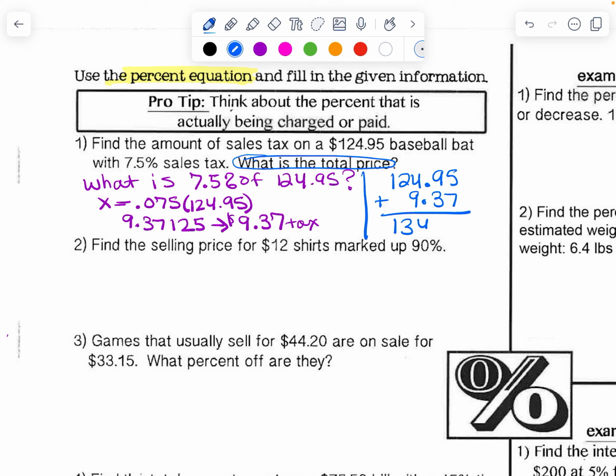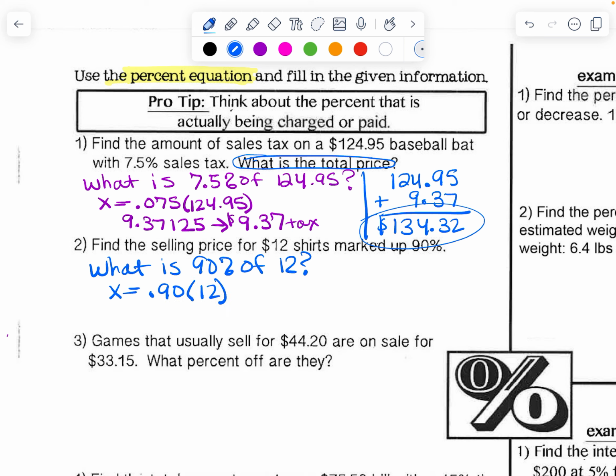All right, question number 2 says, find the selling price for $12 shirts that are marked up 90%. So there's a couple of ways you can do a lot of these problems. For this one, we want to know what is 90% of $12, and that's what it's being marked up by. So what is 90% of means multiply. When you do 0.9 times 12 in your calculator, you get 10.8. Well, what does that mean? First of all, we're working with money, so that's going to be $10.80.